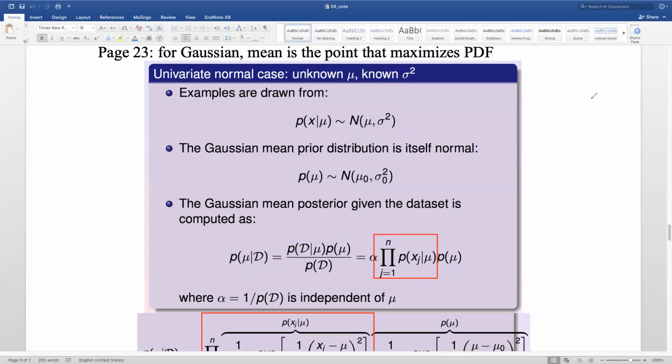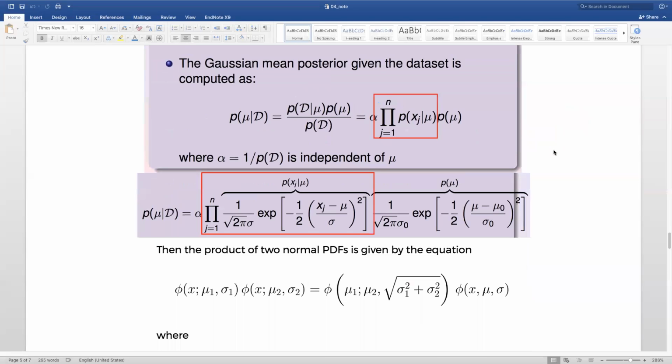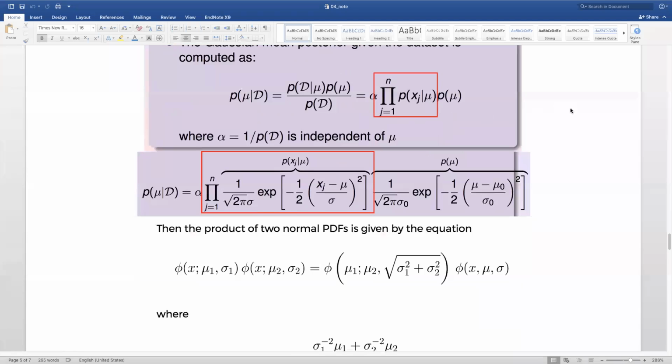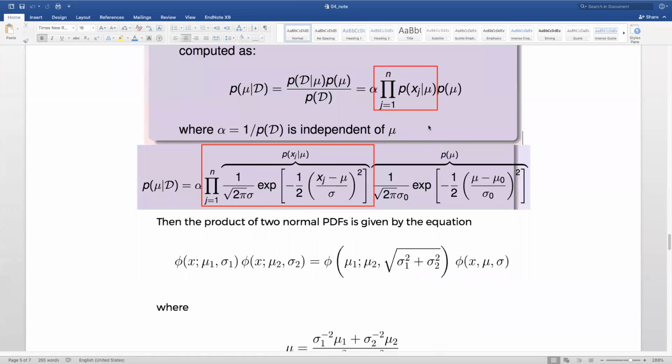Any questions? Okay, so now let's continue. We want to find a mu that maximizes this value. Alpha can be dropped, basically. Let's see how to do that.